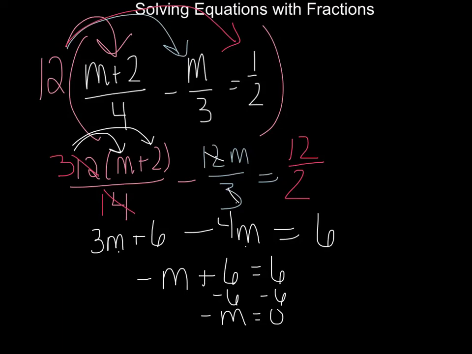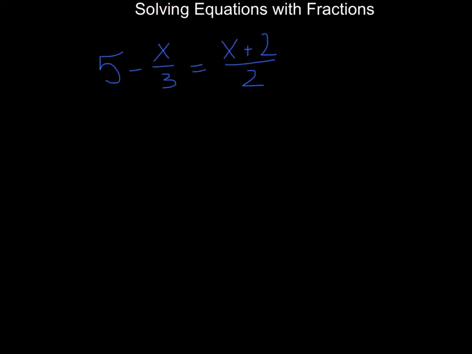Now remember, guys, you can't leave your answer with a negative variable. We need to say not what negative m is, but what m is. So if negative m equals 0, then m would equal the opposite of 0, which in this case is just 0, so m equals 0.